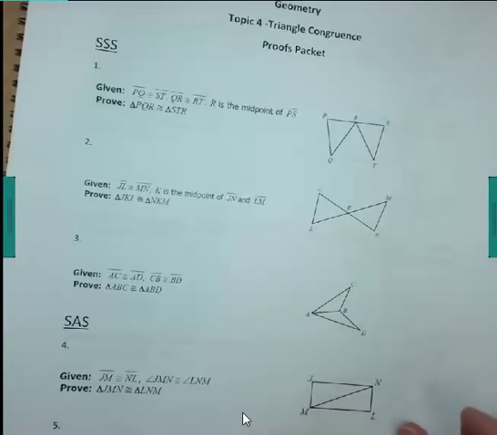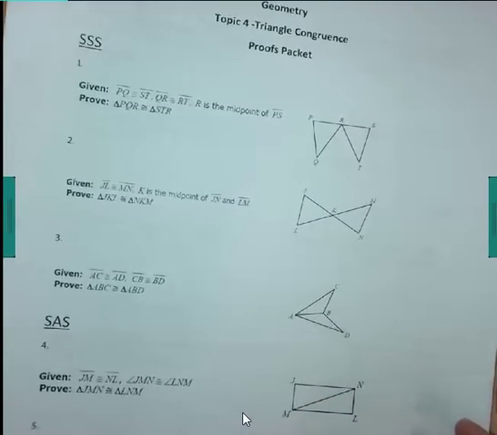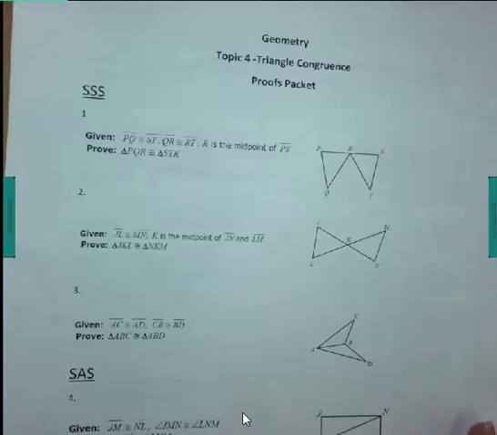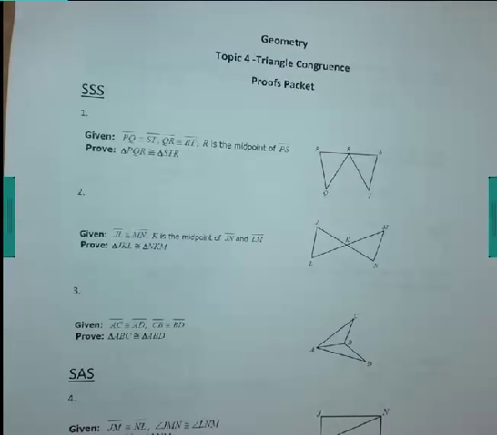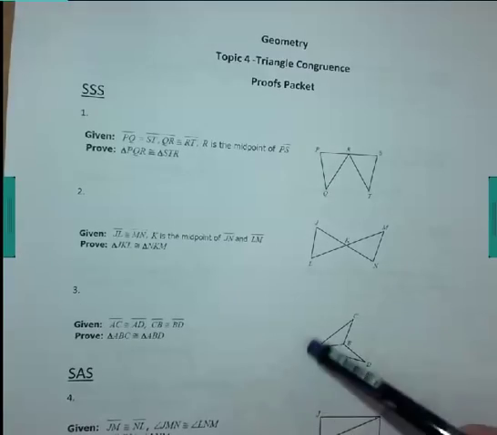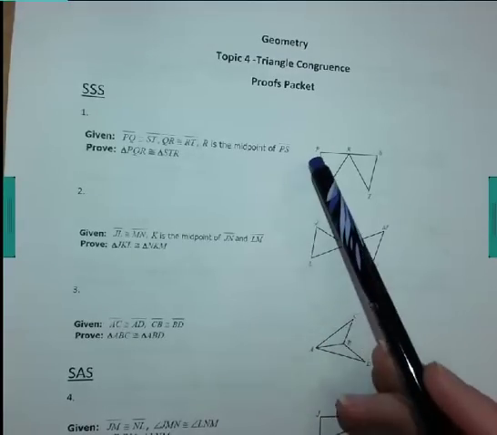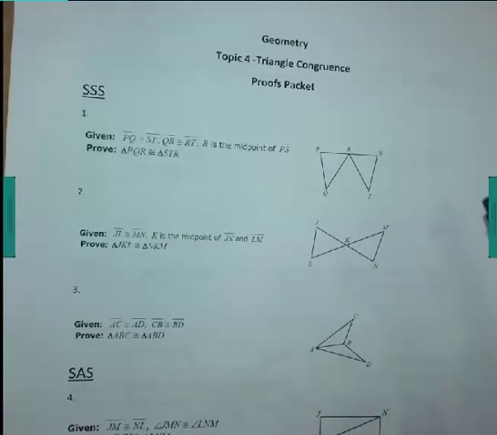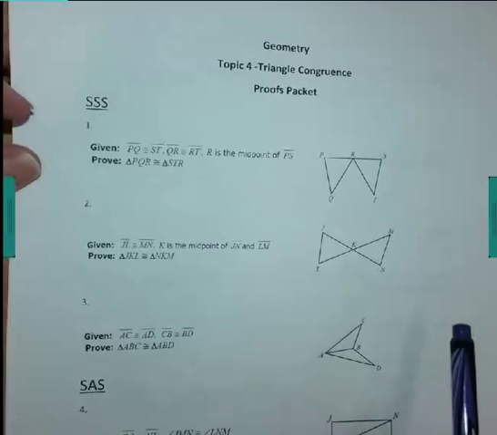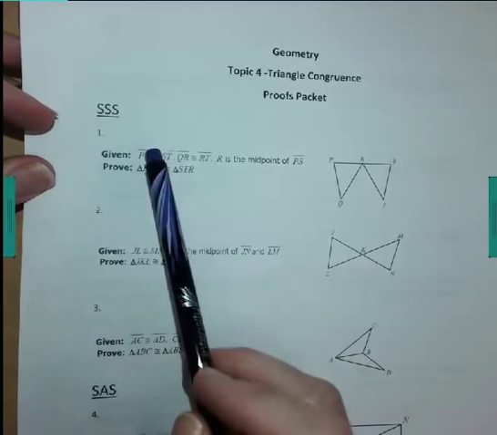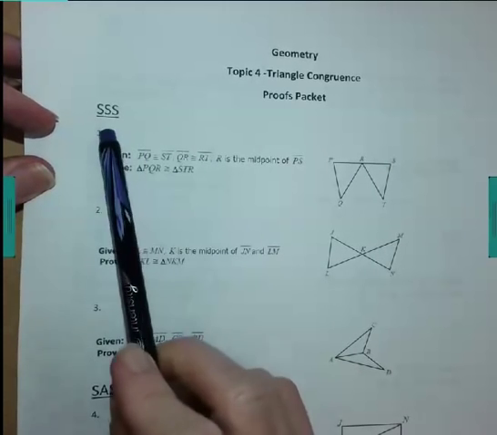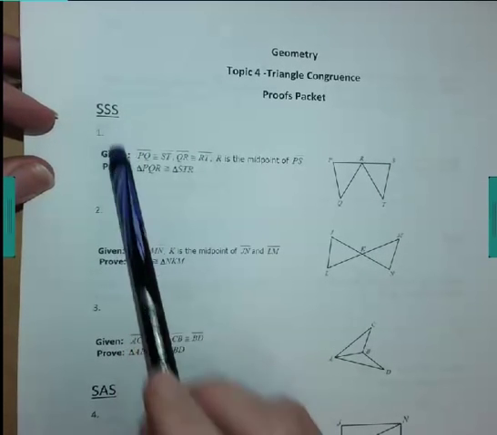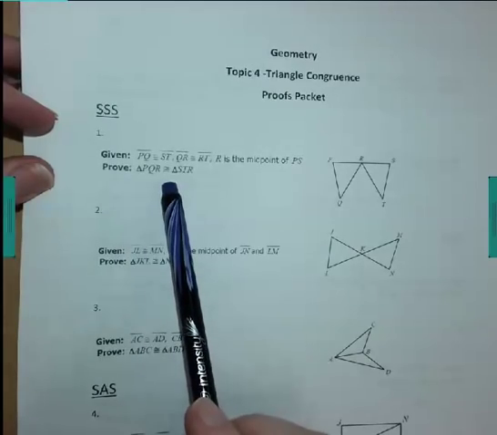You're going to have this packet and it will have all of the proofs listed on it, and what I would like for you to do is do the proofs in your own notebook. You're going to have this as a reference because hopefully you will be working these proofs more than one time. You will do it in your notebook once, and then you can go to a clean page and work the proof again. So let's start with the first one here. I've grouped them together based on the theorem that you're going to use. This first one here is from side, side, side.